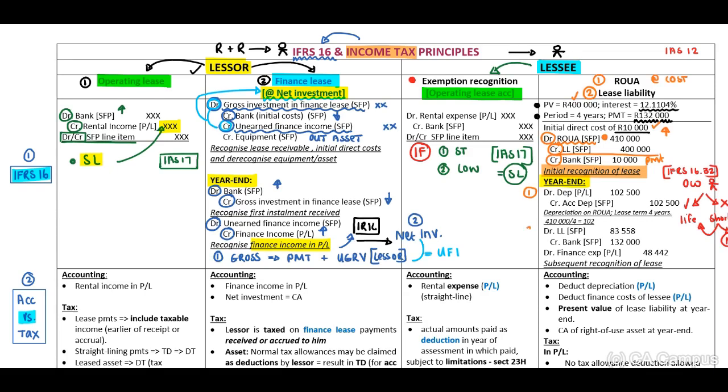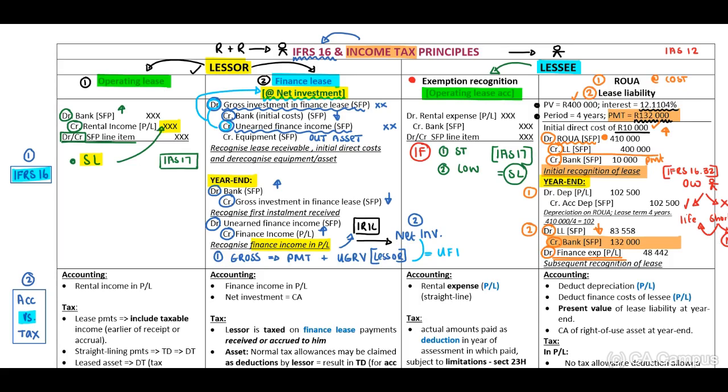We need to remember to recognize the actual payment of our lease. Therefore, our lease liability will decrease. We need to credit our bank with 132,000, which is our lease payment. Remember, we're busy in our lessee's records. And we will debit finance expense in our profit or loss, our subsequent recognition.